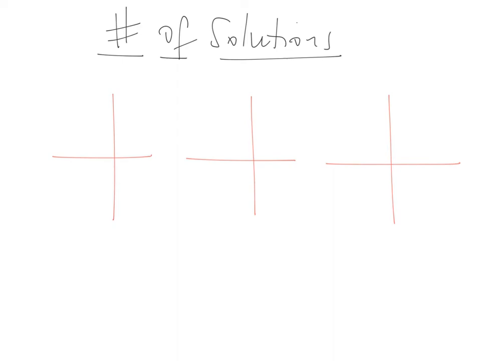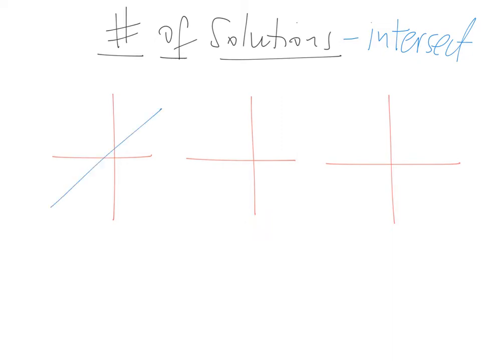Here what we're looking at is some theory behind how many solutions, or the number of solutions, we've got. Basically, with linear graphs, when we need numbers of solutions, we're looking at intersections between graphs.